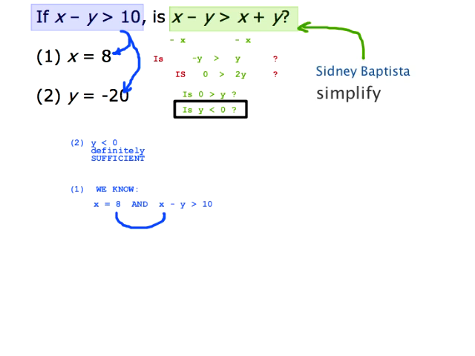So we can substitute into there: 8 minus y is greater than 10. Then we can bring y over, and we can bring 10 over. And so then -2 is greater than y. So y is negative. This is sufficient. So we have D, like dog: both statements individually are sufficient. Any questions about this problem? That's not supposed to be H, it's supposed to be D, dog.